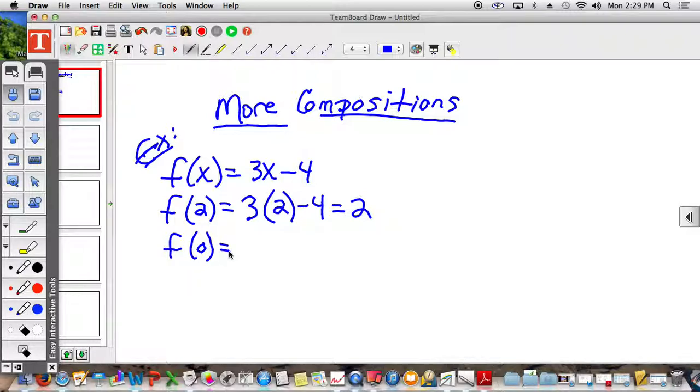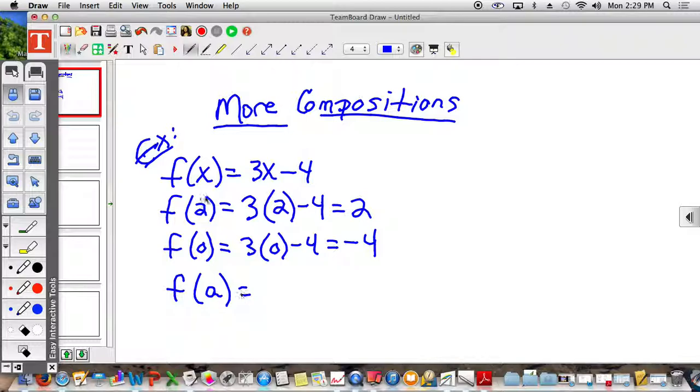Put a 0 in for x. You have 3 times 0 minus 4. 3 times 0 is 0, minus 4 is negative 4. All right. What about this? What is f of a? 3a minus 4. All you do is replace the x with an a.